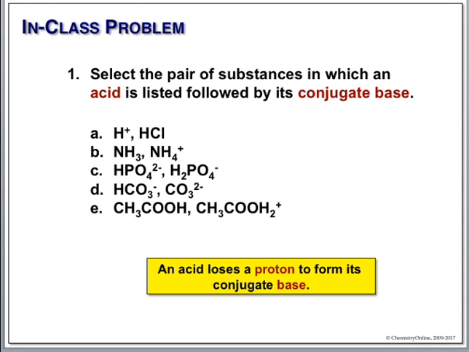All right, our first set here. H plus, HCl. No, you really can't lose a proton from H plus, can you? No, that doesn't work. NH3, if we lost a proton here, what would we get? NH2 minus. That doesn't work. Lose a proton from here, HPO4 2 minus, we would get only phosphate, PO4 3 minus.